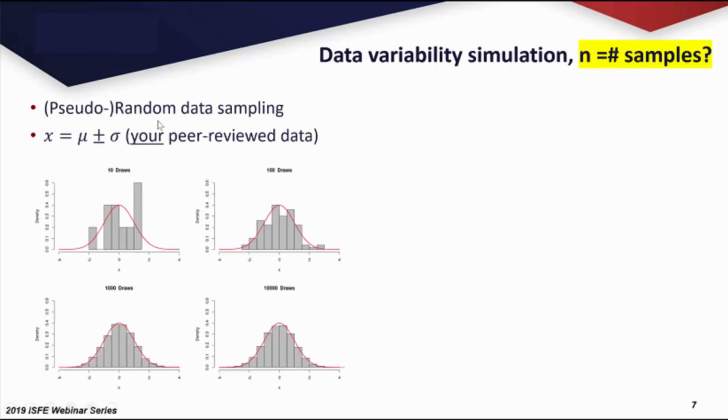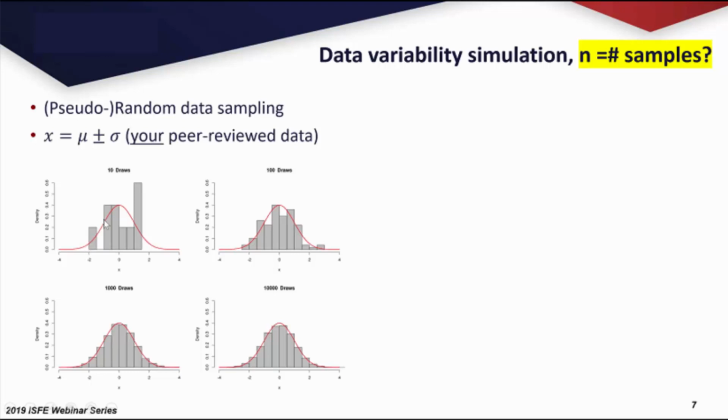So let's say that you're sampling from data that's been described as a mean and a standard deviation that you have published. This is your peer-reviewed data that your peers have considered you did a good job on, and they have approved your publication of that data. If I take 10 samples generated pseudo-randomly, because it's impossible to do fully random sampling, pseudo-random sampling is pretty good.